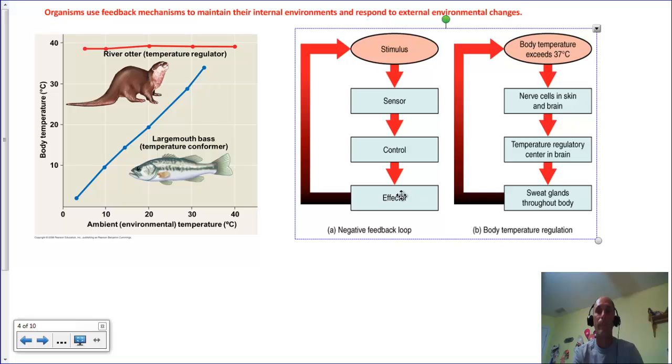It would be kind of similar to what would happen to a fish. If we took a cold water fish and put them in warm water, they would not be able to maintain their homeostasis because they don't have the effector. All right.